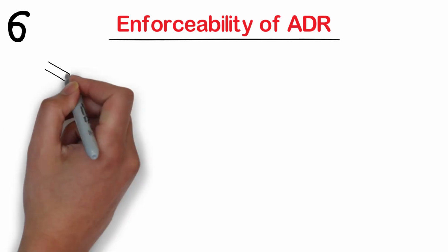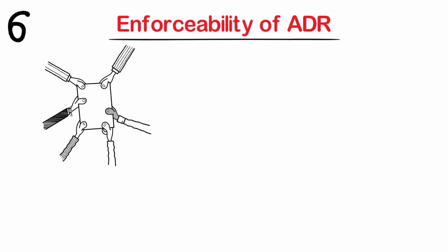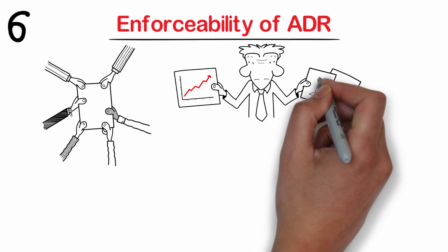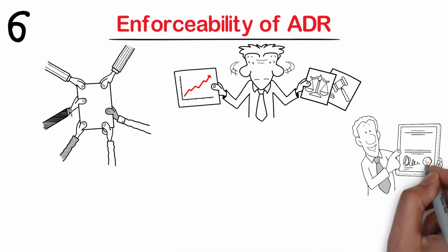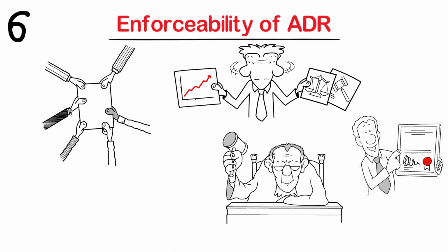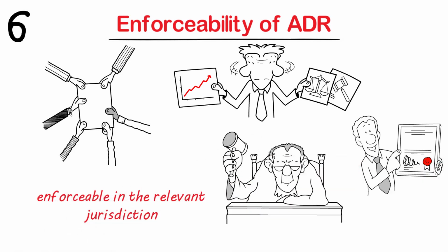The sixth and final issue is the enforceability of ADR outcomes. The enforceability of ADR outcomes can vary depending on the jurisdiction and the type of ADR method used. Parties should ensure that any agreements reached through ADR are legally binding and enforceable in the relevant jurisdiction.